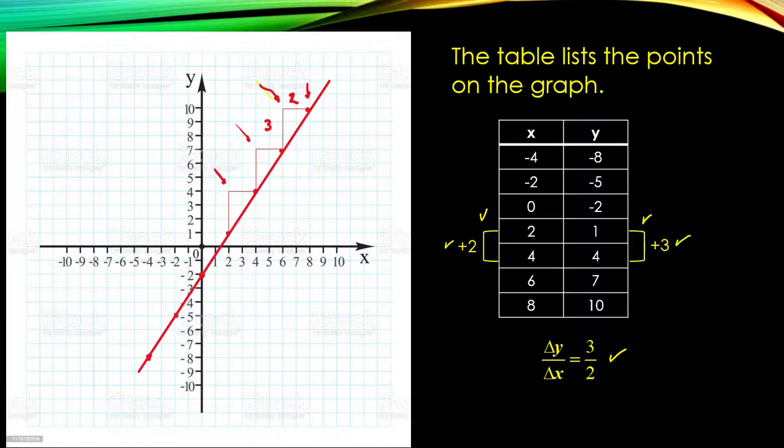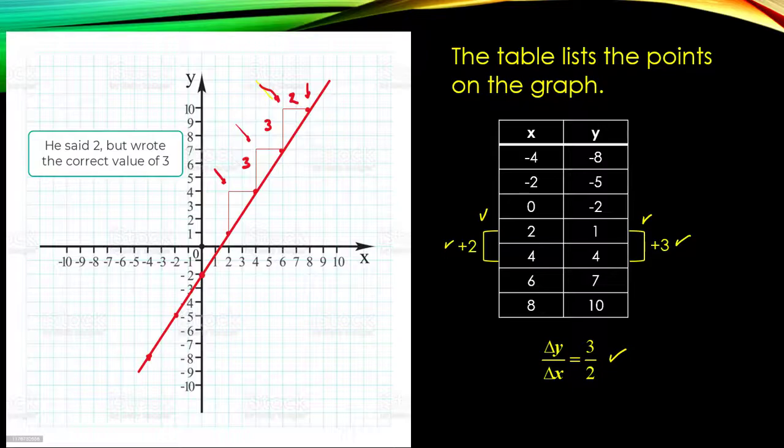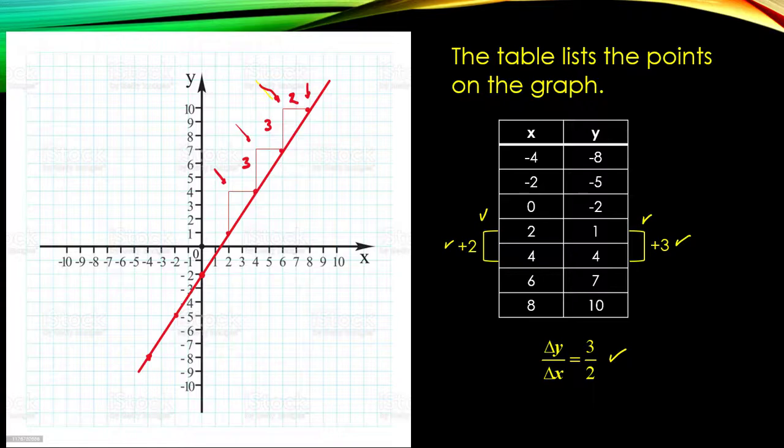So we go from a y value of 4 to a y value of 7. That's going to be an increase of 3. And we go from an x value of 4 to 6. And that's going to be 2. And if you do it for the next one, you'll get exactly the same result. It doesn't make any difference where you draw the slope triangle. It's going to be 3 over 2.